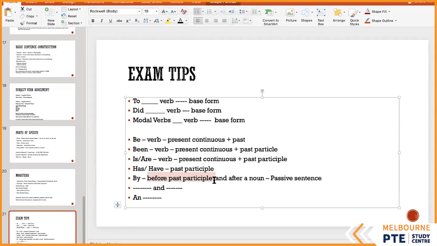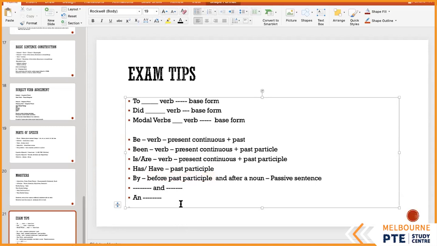Generally, we use by to make it. After by, we'll need to have a pronoun or a noun. And before that, I'll have a verb in the past participle. Got it?